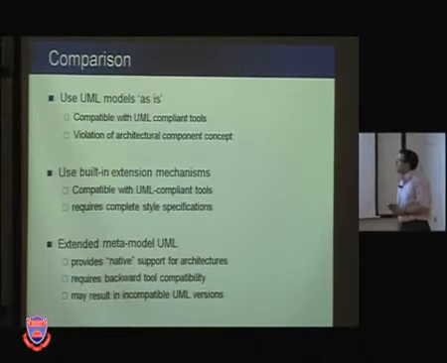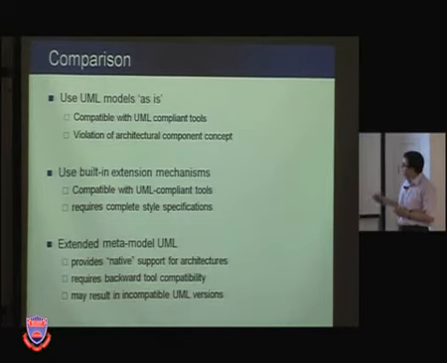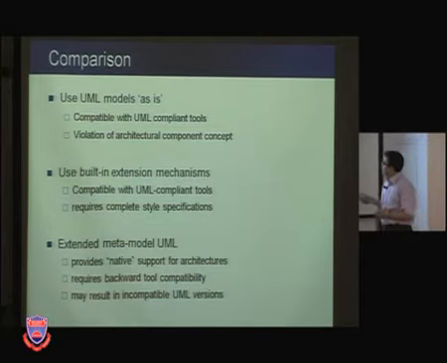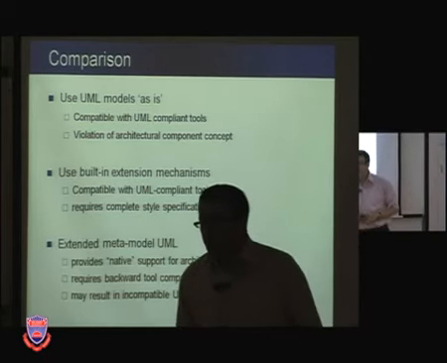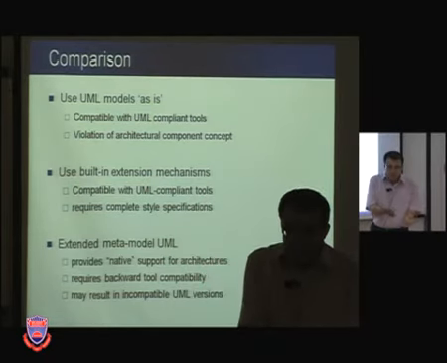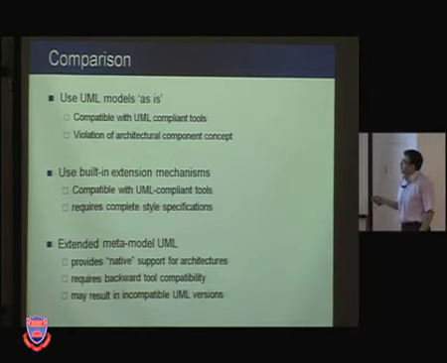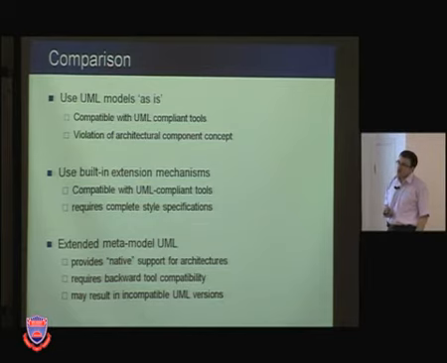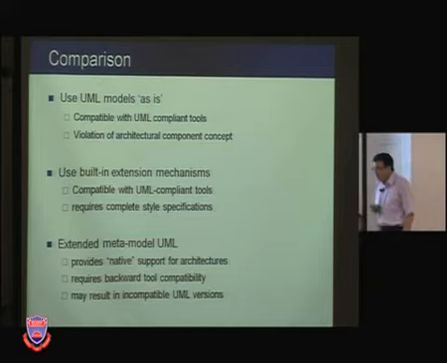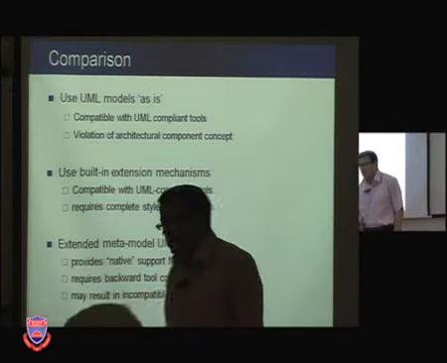Okay, let's compare this. If you use UML models as is, it's compatible with UML compliant tools, but we can say it's a violation of the architecture component element, which means it's just like detailed design. Okay, we can use built-in elements. Here we could use classes or packages. Packages are grouping mechanisms, in which you cannot define semantics easily. For that, classes are better, but still both violate architecture. They do not provide native support for architecture.